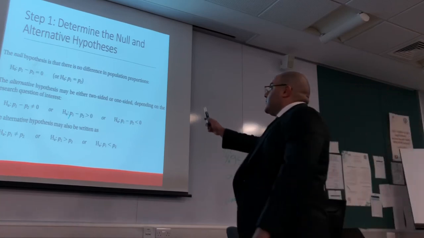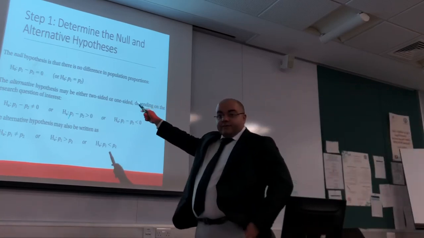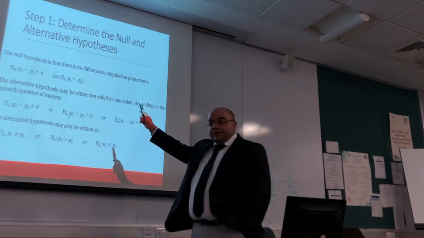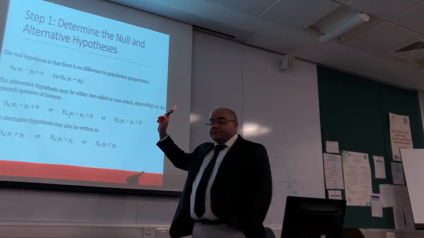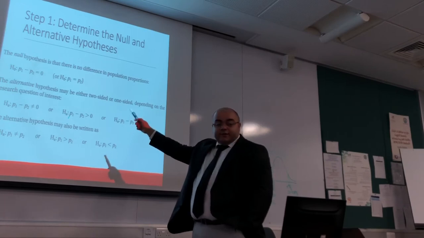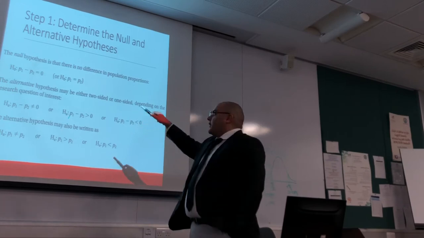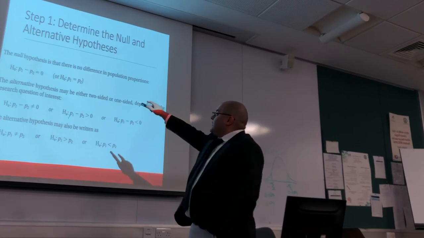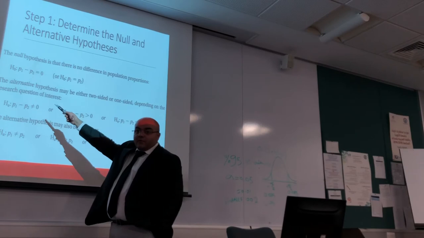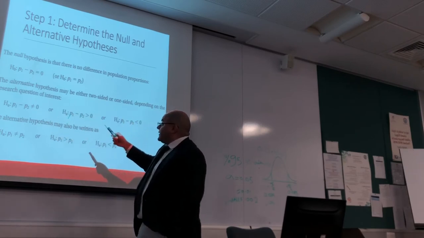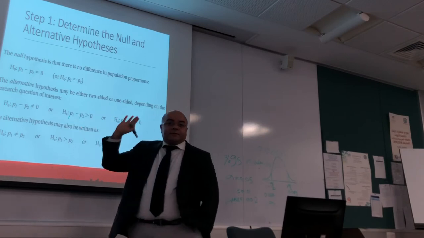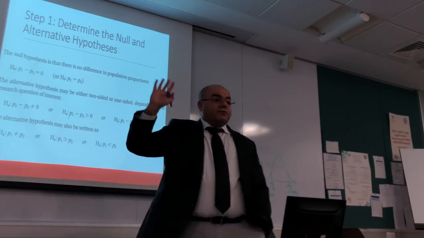So the alternative equal to zero, the difference between P1 and P2 equal to zero. No, no, this is the null. Sorry, null. Okay. Zero. Okay. Either we express it this way, or we express it this way. Now the alternative, I don't care. Two sided, in the difference. I don't care if it's more or less.